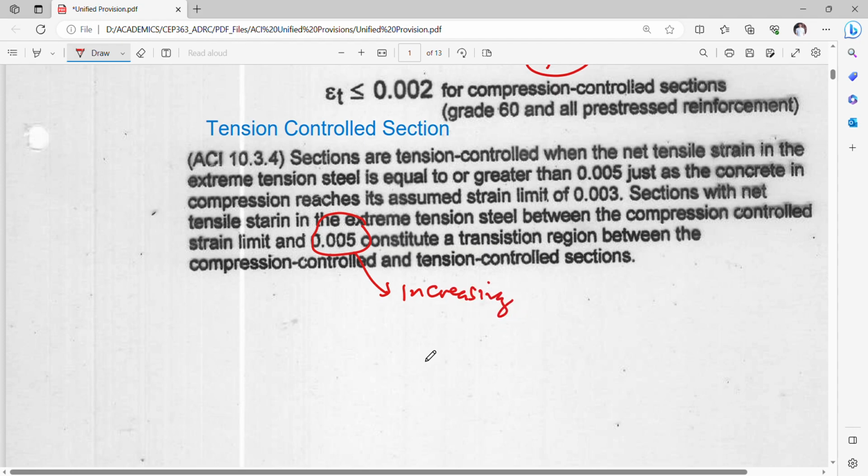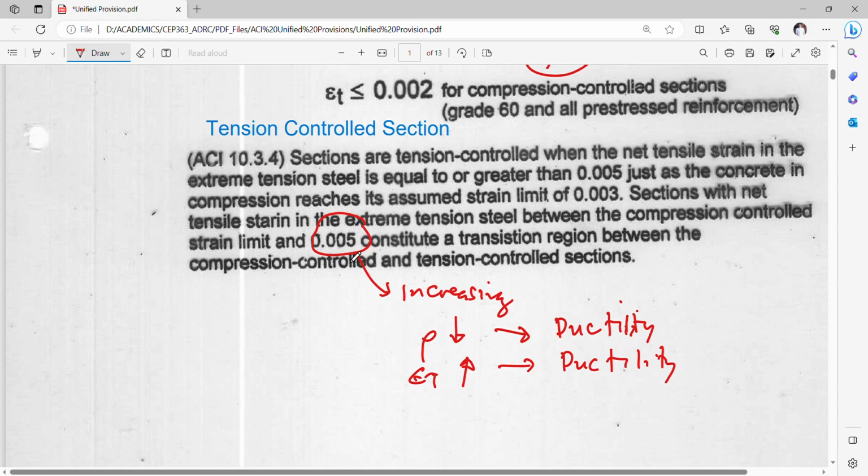So when rho is reduced, then we are actually achieving ductility. When epsilon t is increased, we are actually achieving ductility. So they are actually inversely proportional with each other, but they mean the same thing. We are simply talking about your steel area here, while here you are talking of the strain at that particular steel level.